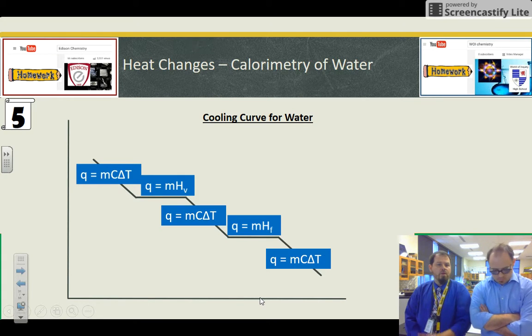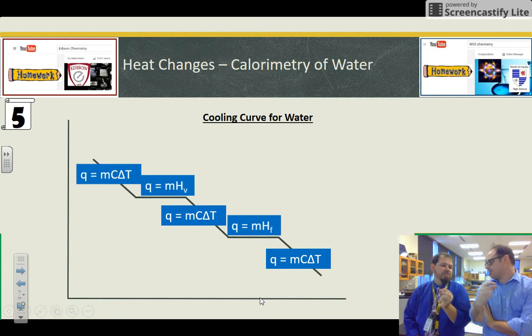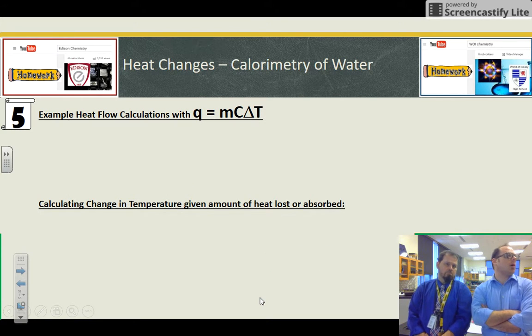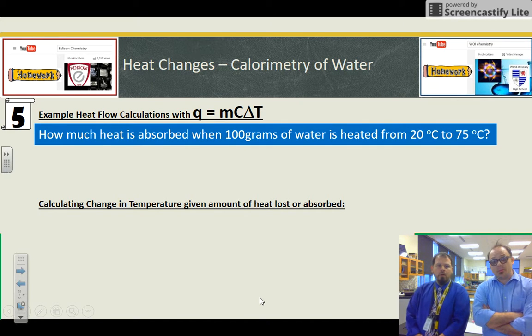One of the things we talked about in our bell work today is that I don't have to convert Kelvin into Celsius, because the units are the same size, so the change comes out to be the same value. I'll probably do a bell work on that soon enough. Okay, so, example heat flow calculations.